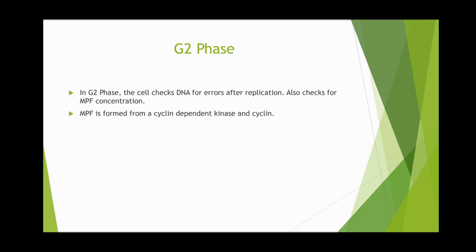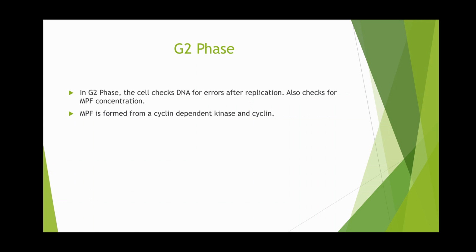So then we have G2 phase. There really isn't much to know about G2 phase other than the fact that this is sort of like the final checkpoint before mitosis kicks off. So the cell checks through the DNA for errors because the DNA has just been replicated. Although errors in replication are relatively rare, when they do happen, they can have devastating effects. So most organisms have evolved mechanisms to address that, to be able to fix these problems.